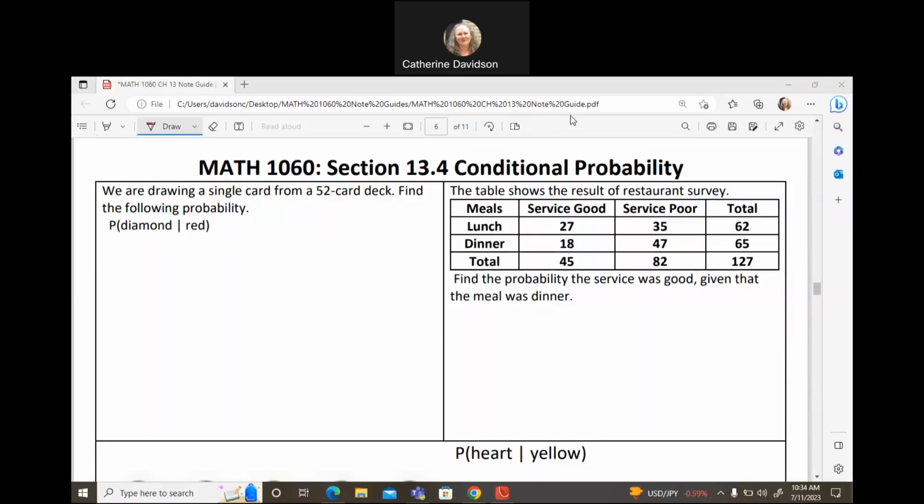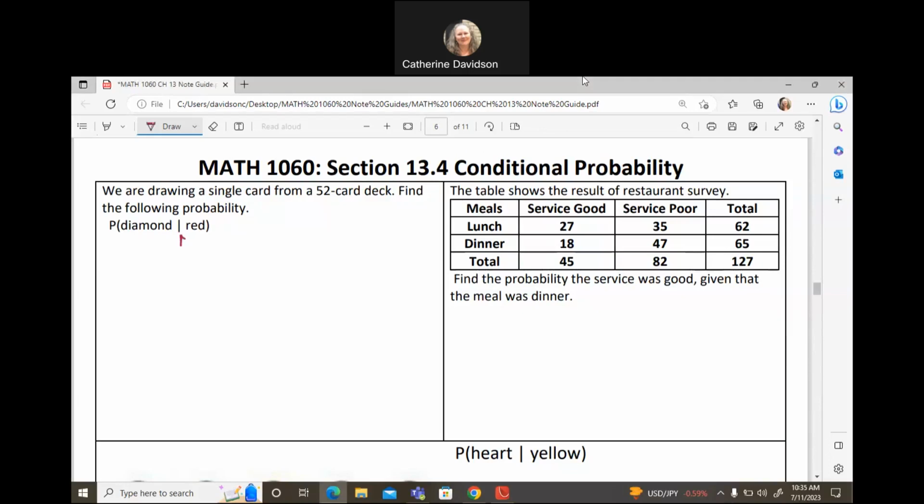This is section 13.4, conditional probability. So with conditional probability, what happens is the bottom number, the total you have to choose from, is going to change. So let's look at our first problem. We're drawing a single card from a 52 card deck. Find the probability that it's a diamond given it's a red card.